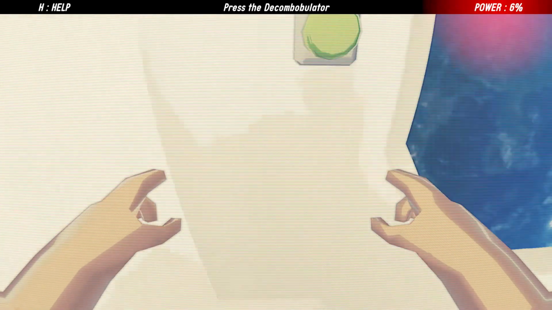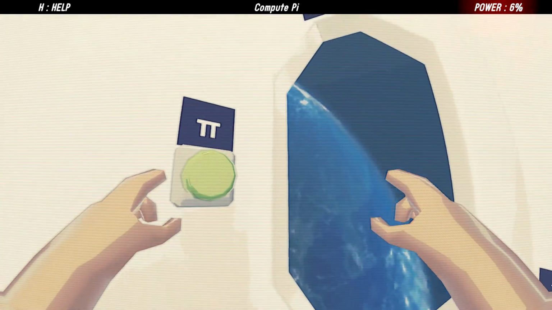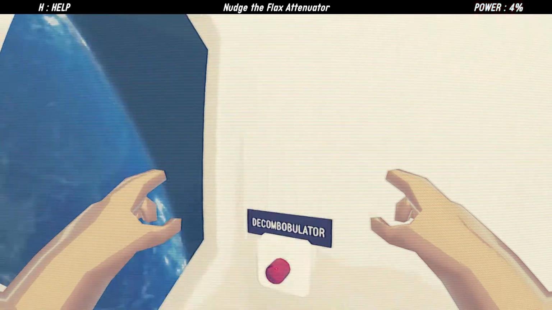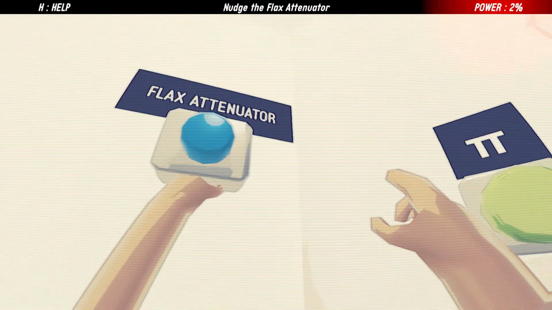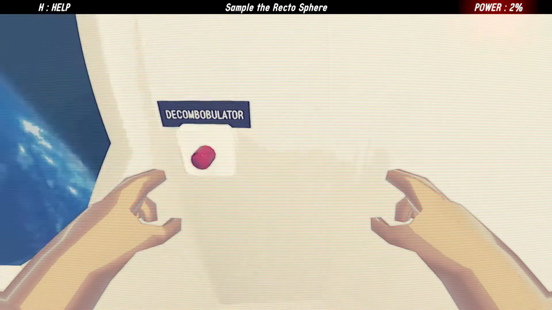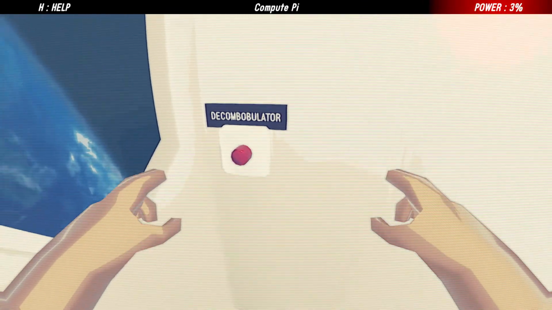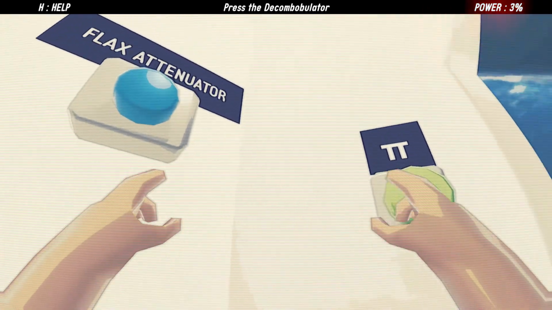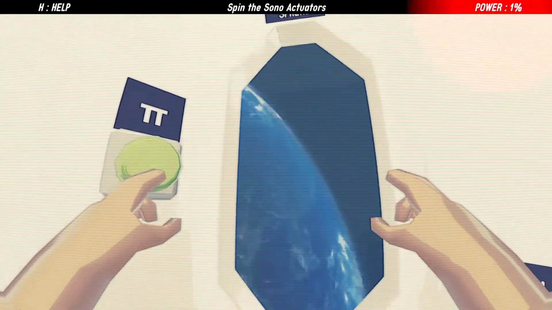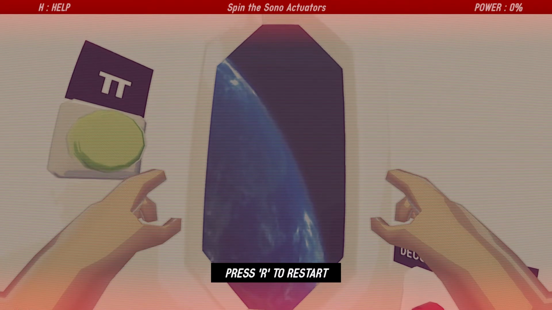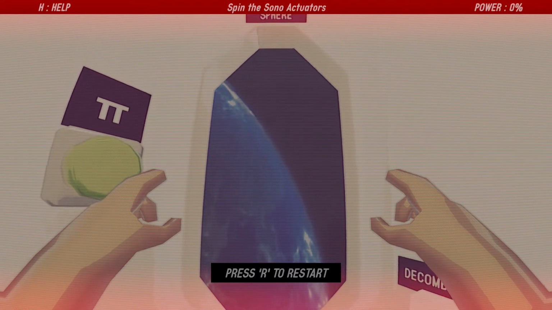Press the decombobulator. Compute pi. Nudge the flax attenuator. Sample the rectosphere. Press the decombobulator. Compute pi. Press the decombobulator. Spin the sono actuators. I'm sorry, Scott. I'm afraid you will have to die.